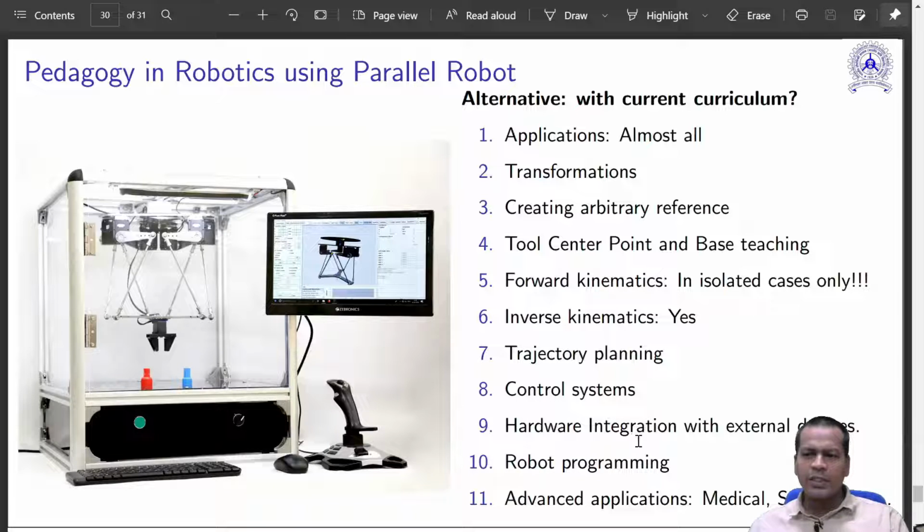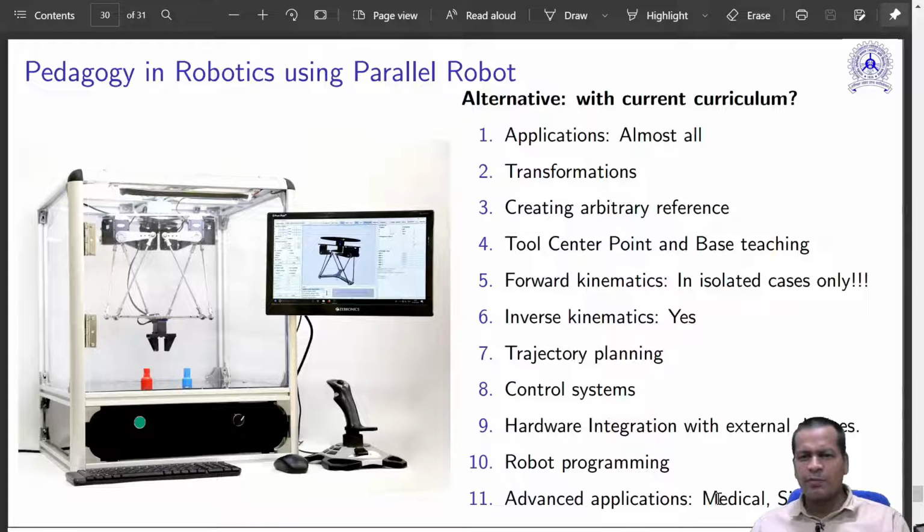Hardware integration with any external sensors, because the system is now PC based control, so you can easily integrate many other sensors to your robot. Robot programming, it is there in Python. It can be done in LabVIEW, MATLAB, because the actuator supports working with ROS and different environments. Definitely it is also supported by the robot because it uses that particular actuator. Advanced applications include medical applications, or any simulator if you want to make, you can definitely work on that.